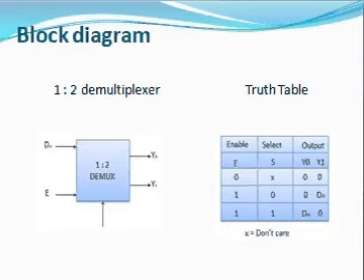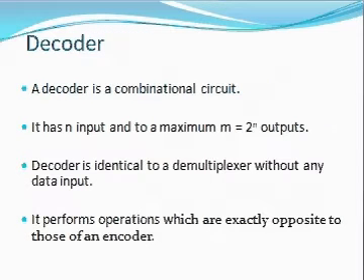And next one is decoders. A decoder is also a combinational logic circuit. It has n inputs and a maximum of m equal to 2 power n outputs. The decoder is identical to a demultiplexer without any data input. It performs operations which are exactly opposite to that of encoders.